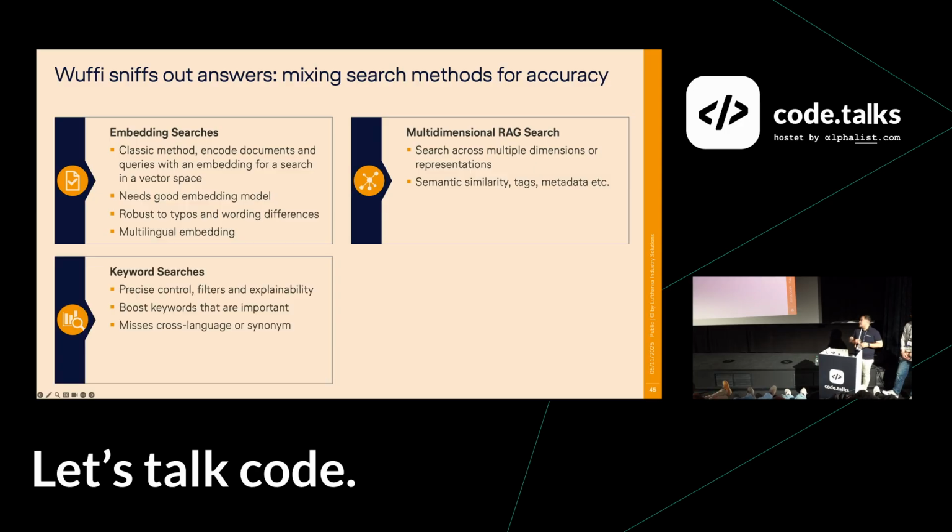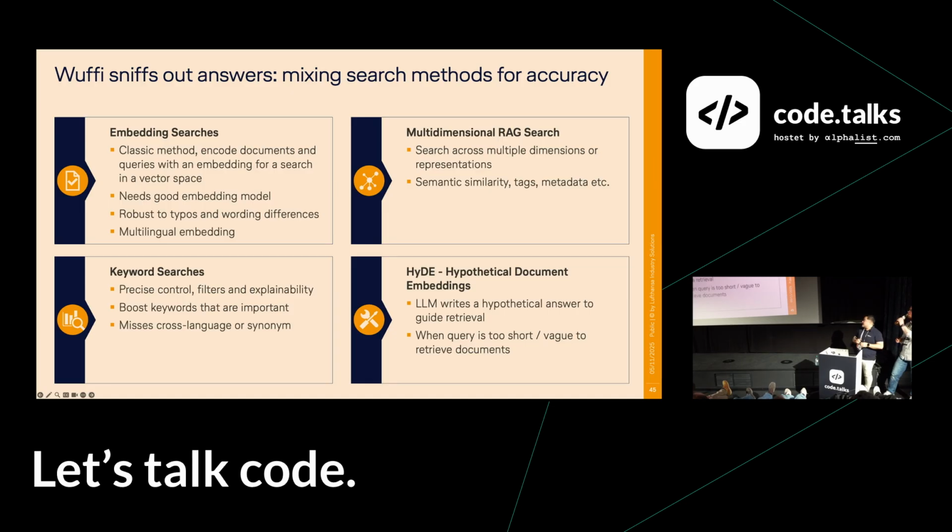We also combine keyword search for precise control and have a hard filter, and it makes it more explainable. And also we boost some important keywords, which is important for finding the right animal. Maybe you miss cross-language things or synonyms, but that's fine for us because we want to push just one keyword. When you search for, for example, African elephants, it really looks for African elephants and not Indian or Asian type elephants.